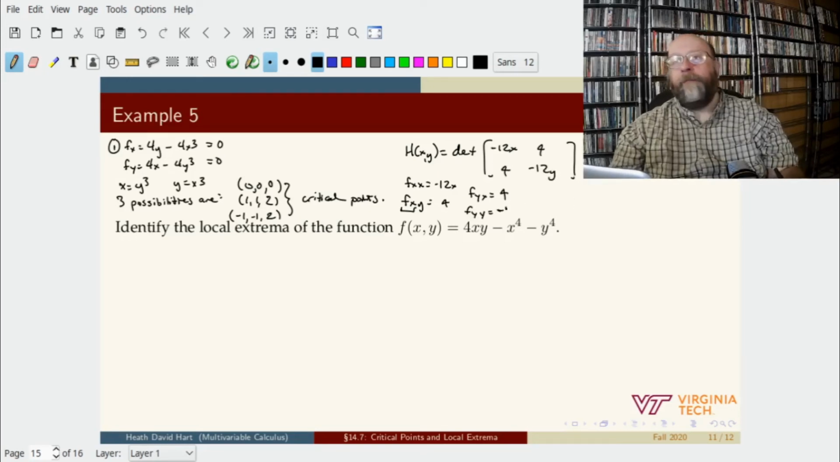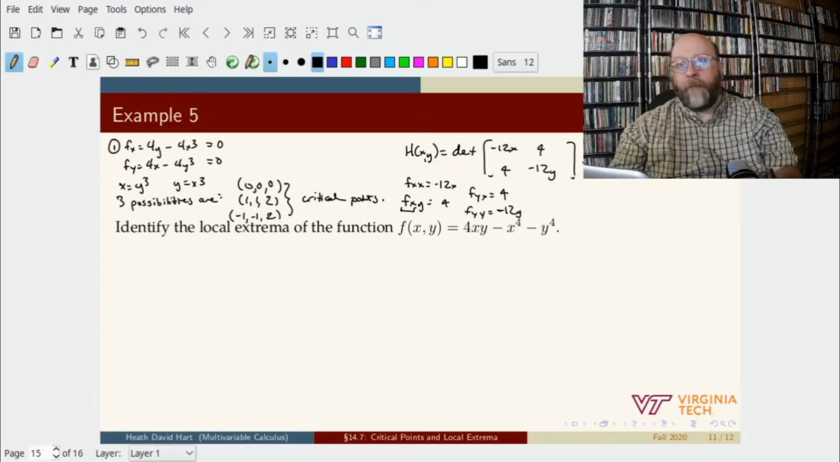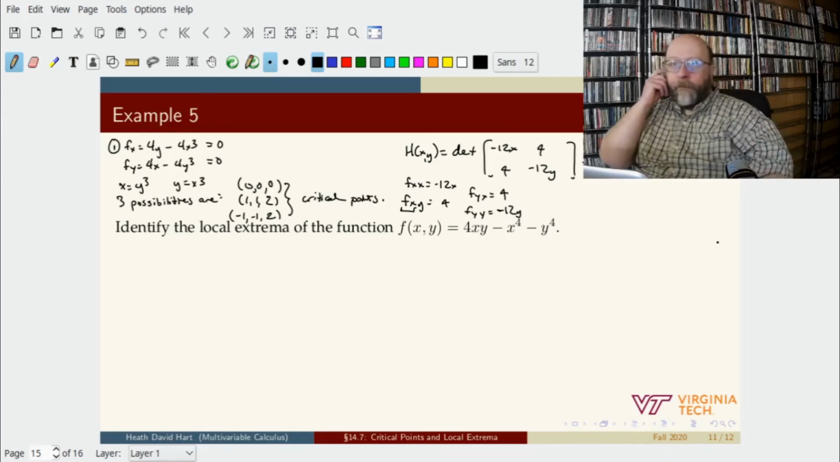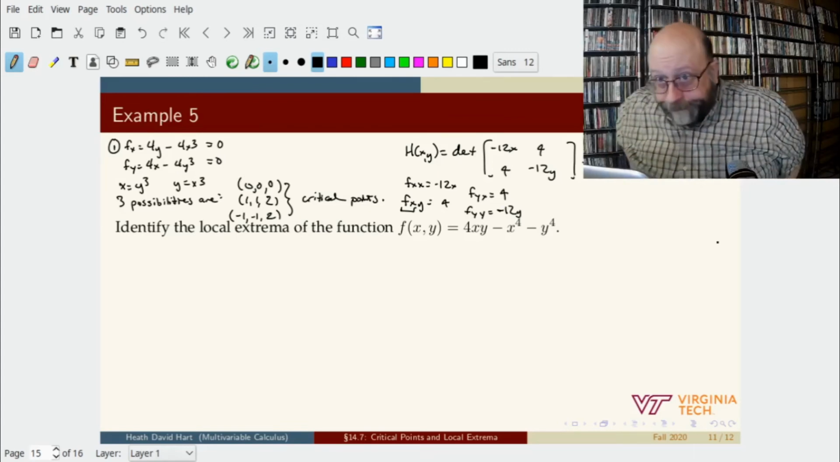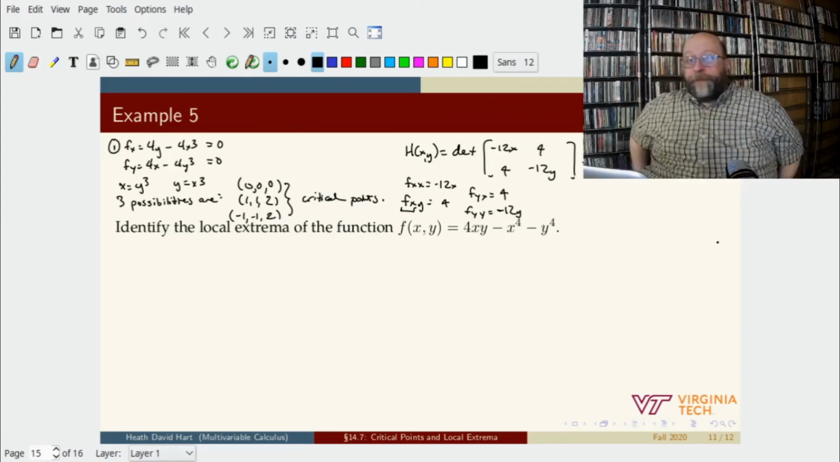Okay? And we combine the concavity coefficients together, and we combine the torsion coefficients together, and we subtract. Negative 12 times negative 12 is 144xy minus 16. That's the Hessian that we have. Okay.